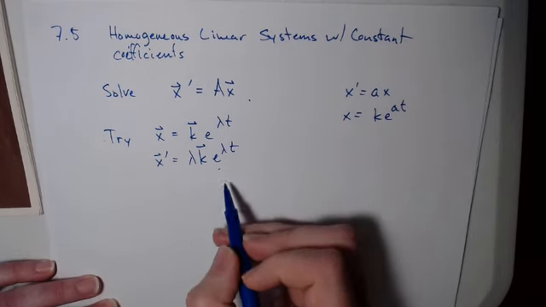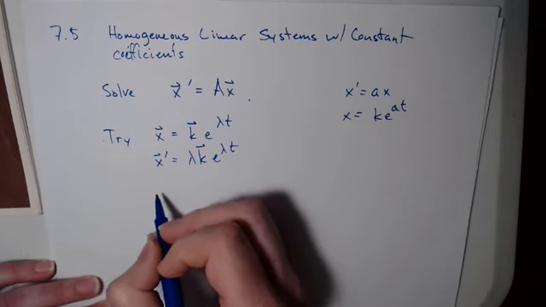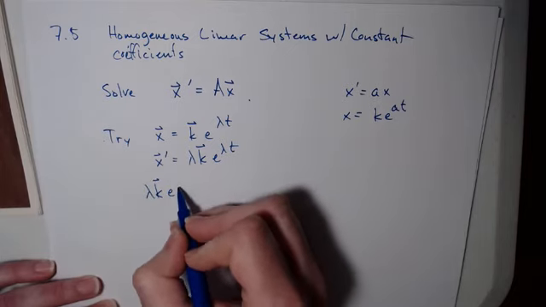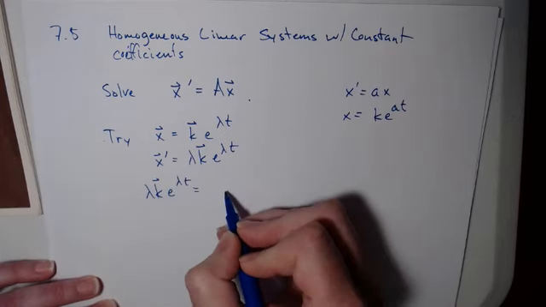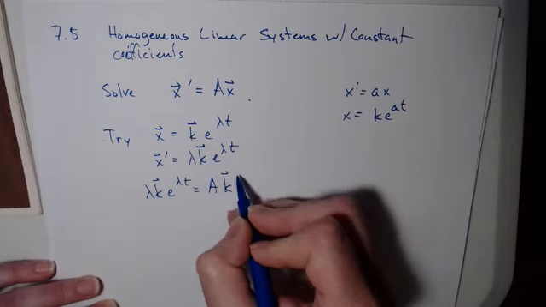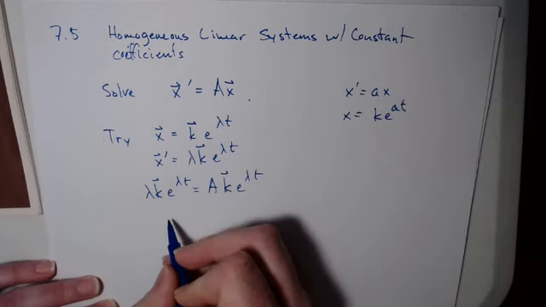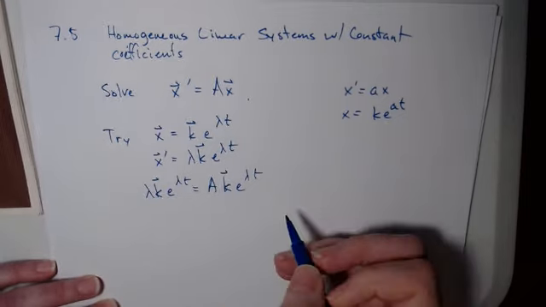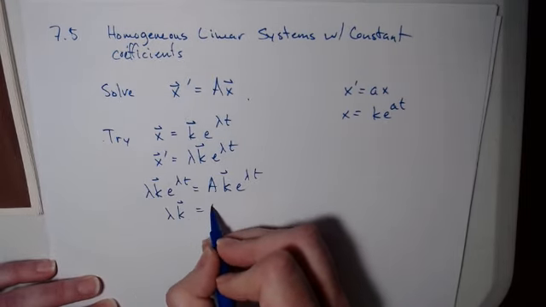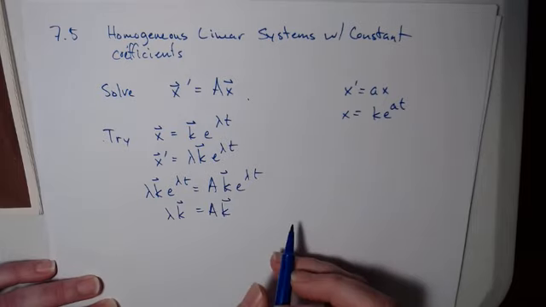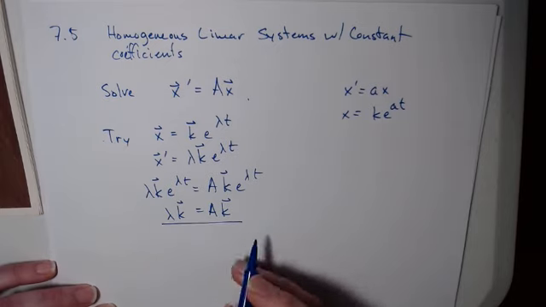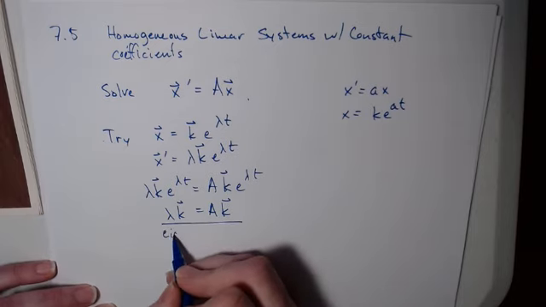And if we plug that back in to our system, we get lambda k e to the lambda t equals A k e to the lambda t. So e to the lambda t can't be 0, so we can divide by it and get lambda k equals A k. But this is precisely our eigenvalue problem.